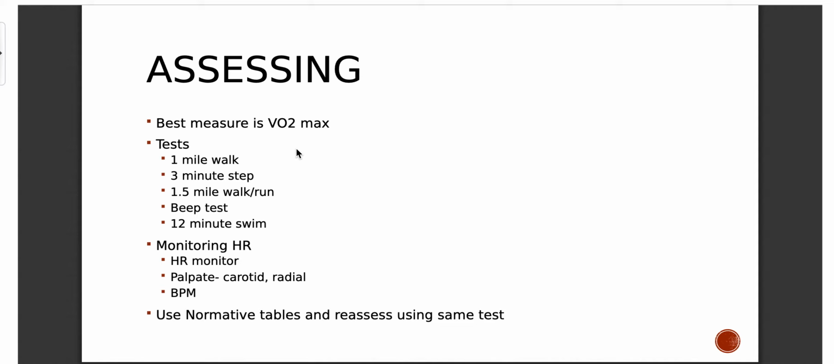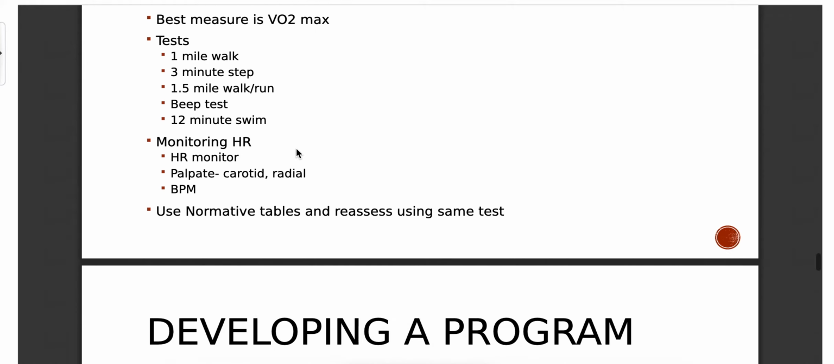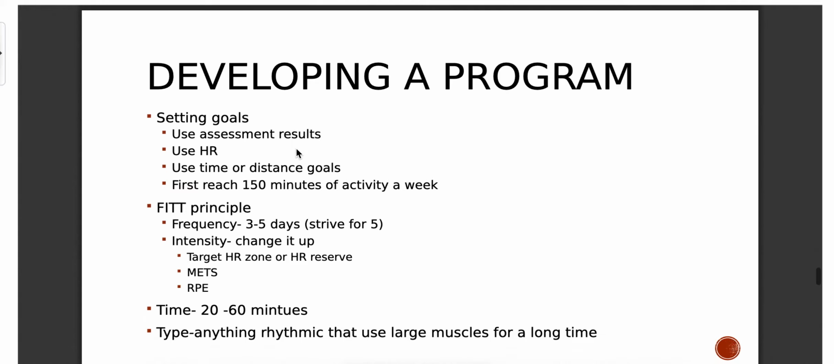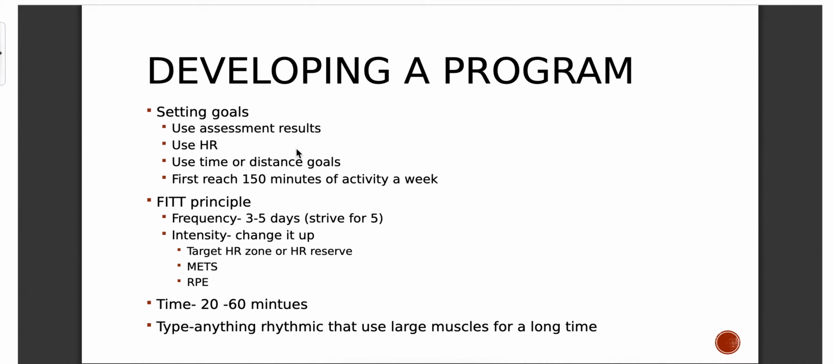Once you have your assessment results, what we want to do is use those in order to develop a program for you to be able to exercise with, to do cardiorespiratory endurance with. And so the first thing before you develop a program, you have to set a goal. You've got to set SMART goals. You can use your assessment results or heart rate. A lot of people with cardiorespiratory endurance exercises use time or distance goals. So maybe I want to be able to run a mile without stopping, or I want to be able to run 13 miles, or maybe I want to be able to run 3 miles in less than 30 minutes.